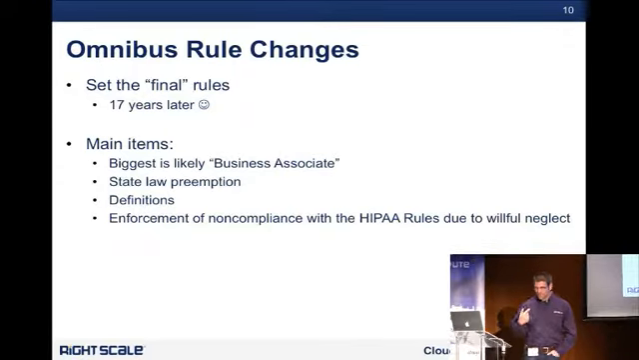So we'll go through this. The Omnibus Rule change, right? It set the rules for the final thing. The biggest item was the business associates. Then the state law preemptions and definitions.